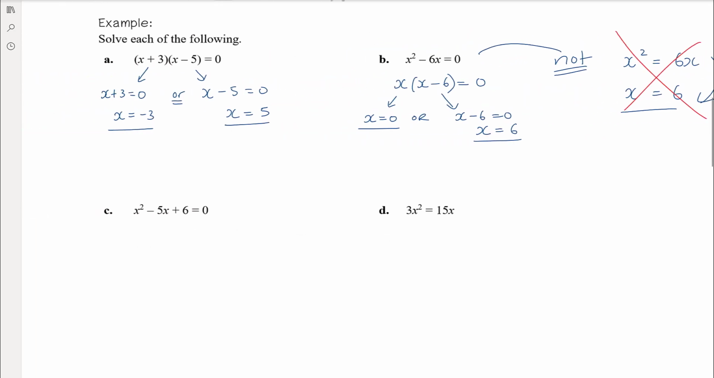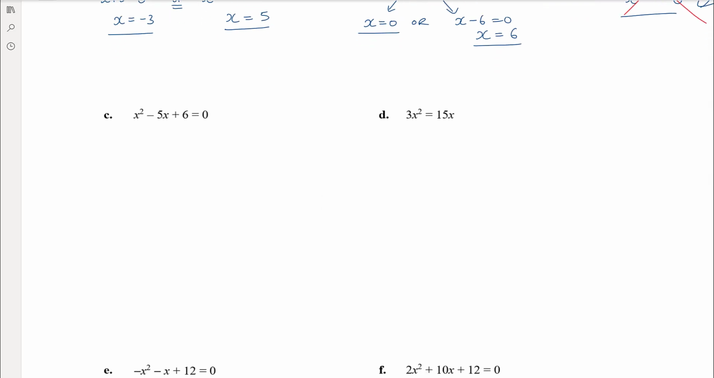We want to make sure that we make one side 0, factorize the other side, and use the null factor law to solve. Okay, let's keep going. So part C, make one side 0, that's already done. Factorize the other side, we need to do that.